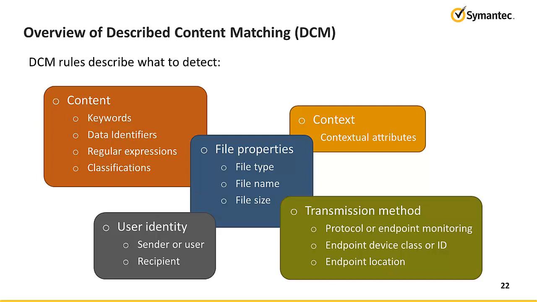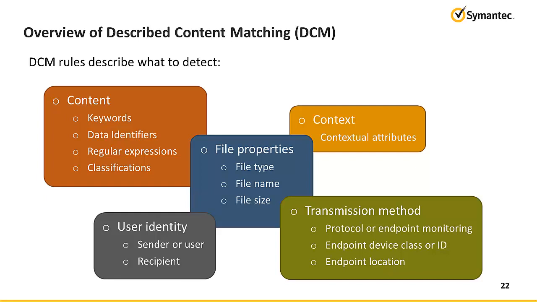Content rules can include any of the following: keywords, which can include simple keyword lists or extensive lexicons, data identifiers, which are patterns with validators that identify common numbers such as ID numbers and credit card numbers, regular expressions, which should only be used when there is no data identifier available for content matching, and classifications, which can include Symantec information-centric tagging or ICT metadata, or tags applied to email messages and common document file types.